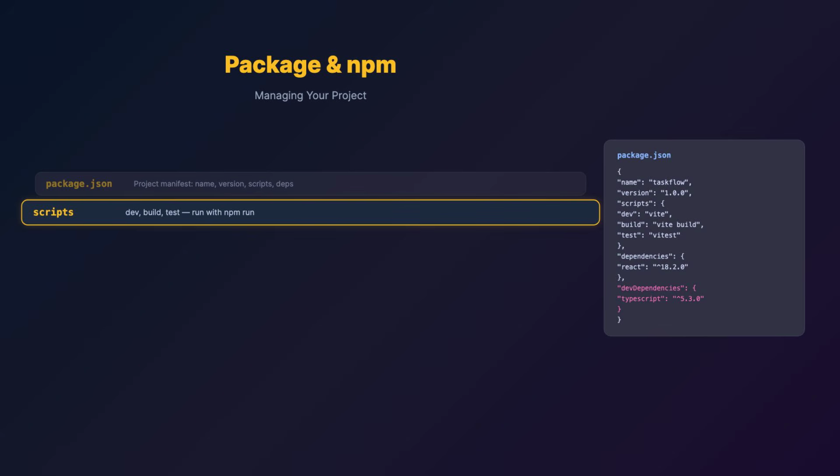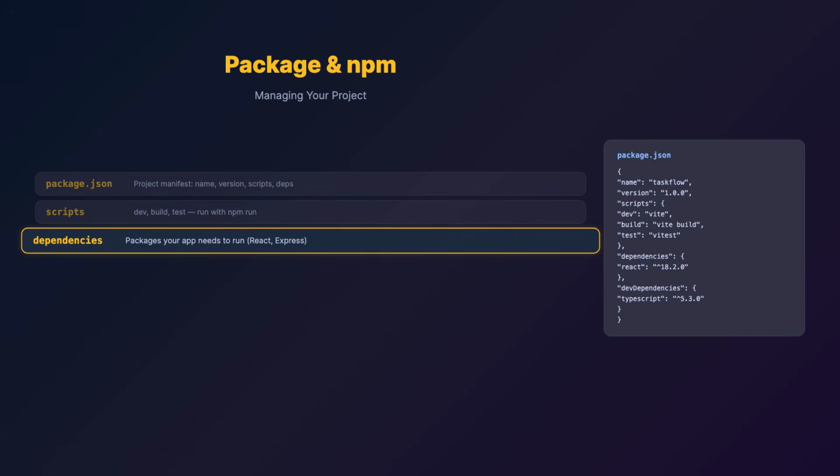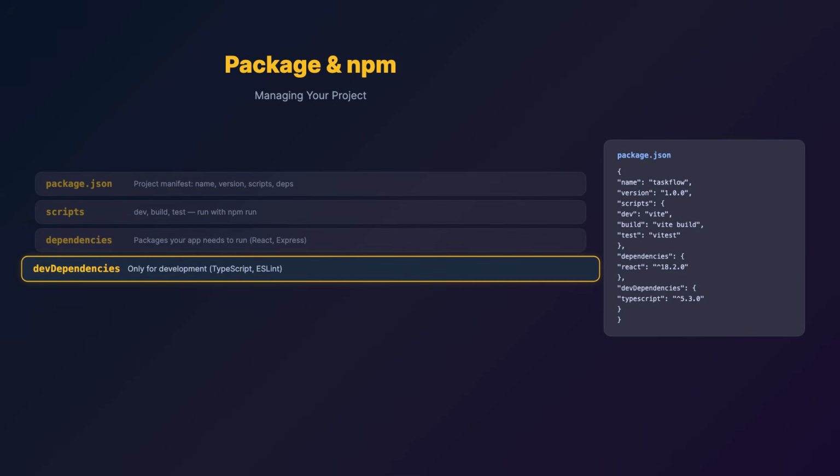Scripts dev starts the development server. Scripts build creates the production output. Scripts test runs your test suite. Dependencies are packages your app needs to run: React, Express, Lodash. Dev dependencies are only needed during development: TypeScript, ESLint, testing frameworks. They don't ship to production.